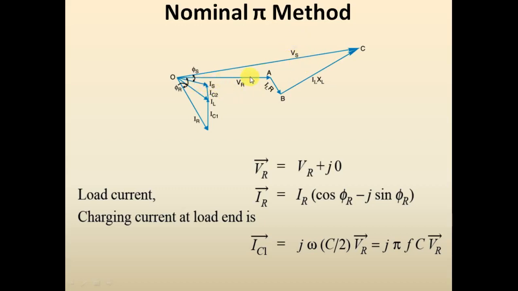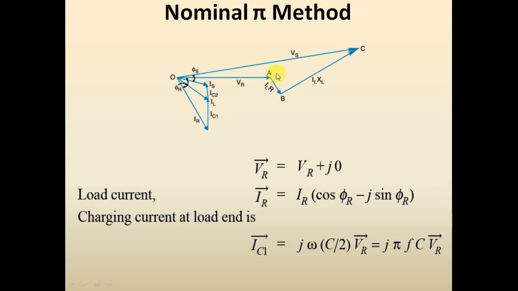So along with vector VR, we will be adding vector IL into R. Vector IL into R is drawn by drawing a line at the tip of vector VR parallel to vector IL. Similarly, vector IL into XL is obtained by drawing a line perpendicular to vector IL into R. While drawing, you must ensure that you are drawing this line parallel with vector IL and you are drawing this line perpendicular to this line IL into R.